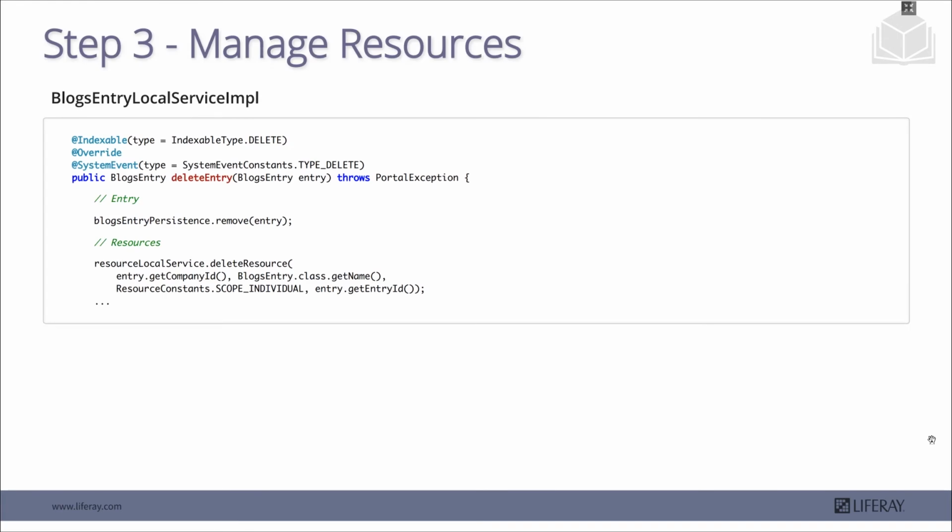Okay. In the same train of thought, whenever an assignment or blog entry in this example is deleted, we also want the permission resource to be deleted as well. That way we don't have these floating resources within our database. Right? So whenever we add or create a blog entry, we create that resource with it. Whenever we delete it, we'll also delete the resource that goes with it.